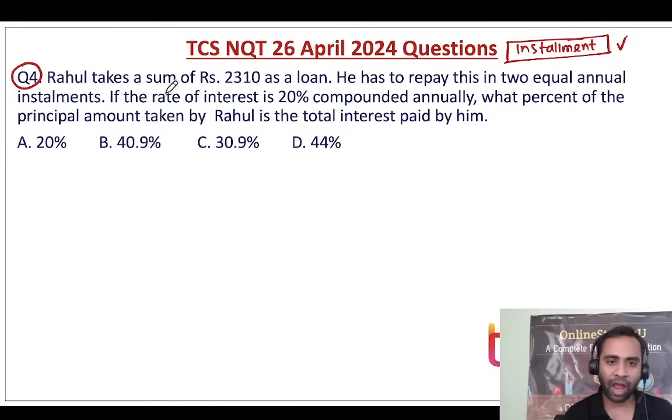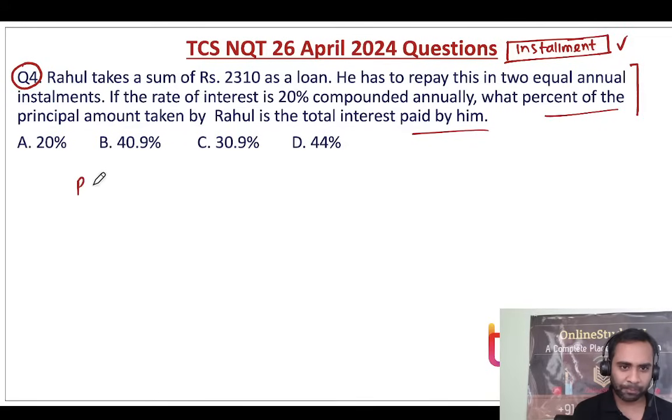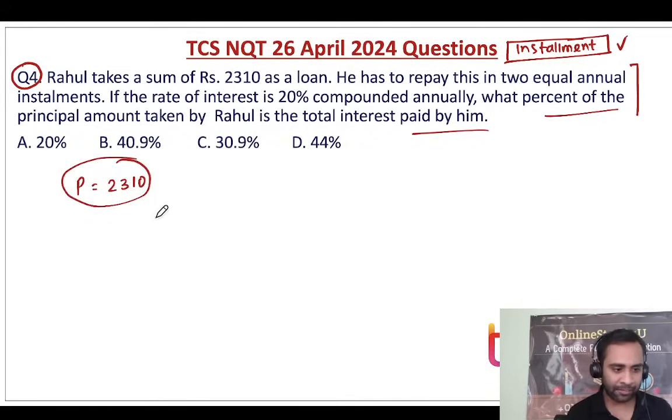Fine. Rahul takes a sum of rupees 2310 as a loan. He has to repay this in two equal installments. If the rate of interest is 20% compounded annually, what percent of the principal amount taken by Rahul is the total interest paid by him? Now please try to understand. The principal is nothing but 2310.